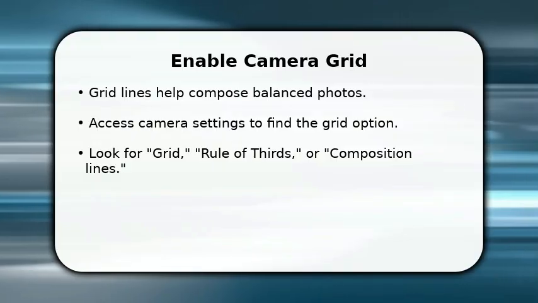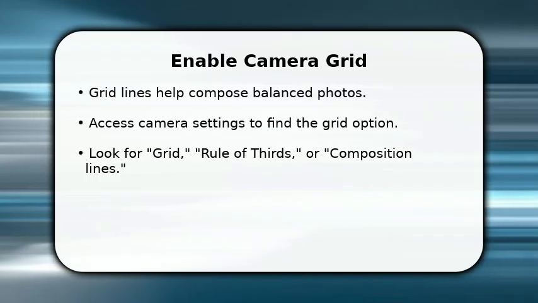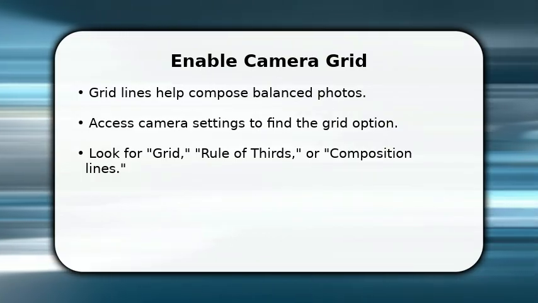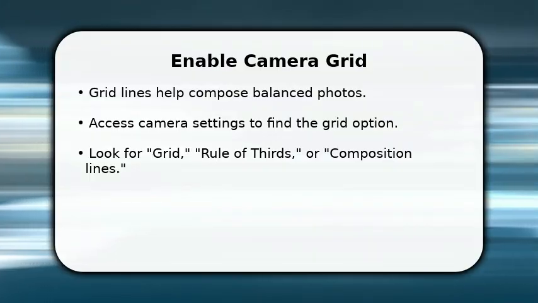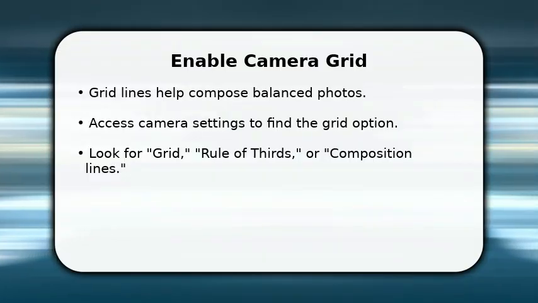In this video, I will explain how to use the grid on your camera. First, open your camera application and navigate to the Settings menu. Here, you'll find an option labeled Grid, Rule of Thirds, or Composition Lines. Tap to enable it. This overlay will appear on your screen, providing a visual guide for better photo composition. It's a simple step that can significantly improve your photography.